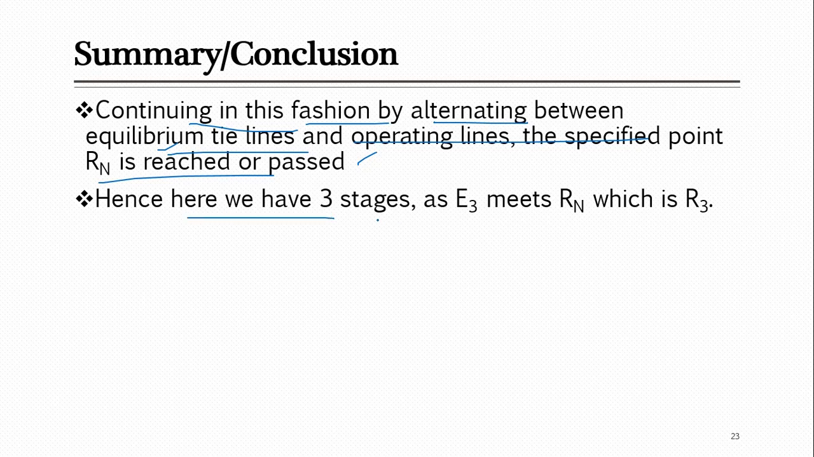In this system, after arranging 3 stages, we have reached Rn. So here E3 meets with Rn, and that is indicative of R3, as I told you, because E3 and R3 are in equilibrium with each other. Thus it is a three-stage system. For this separation, based on your given compositions and specifications at the given temperature, 3 stages are needed in this liquid extraction equipment.